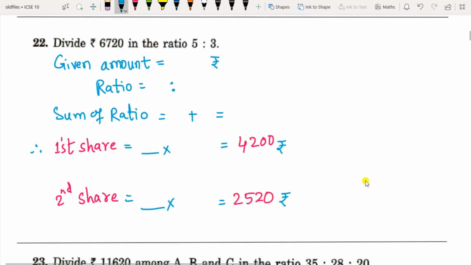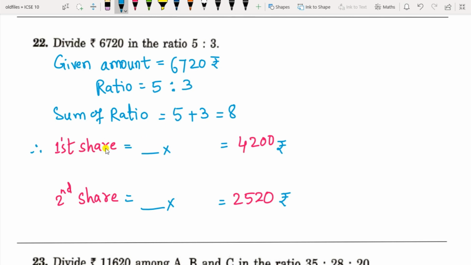Let us start from question number 22. Here it is given, divide 6720 in the ratio 5:3. So in two parts we have to divide this amount. The given amount is 6720, the given ratio is 5:3. For such questions you have to add the ratio. 5 plus 3 is 8 here. The first number of the ratio belongs to the first part, first share, and the second number belongs to the second part or the second share.